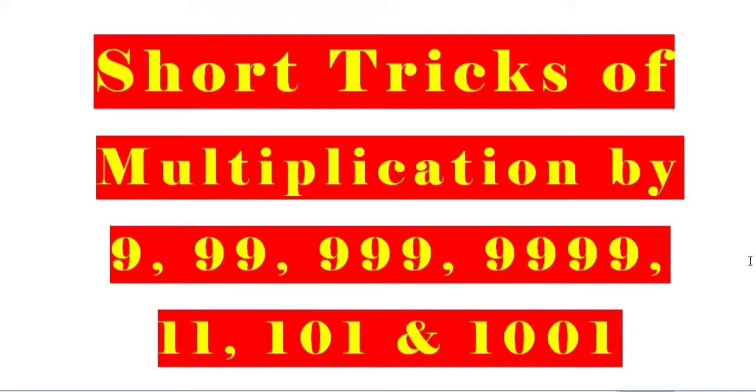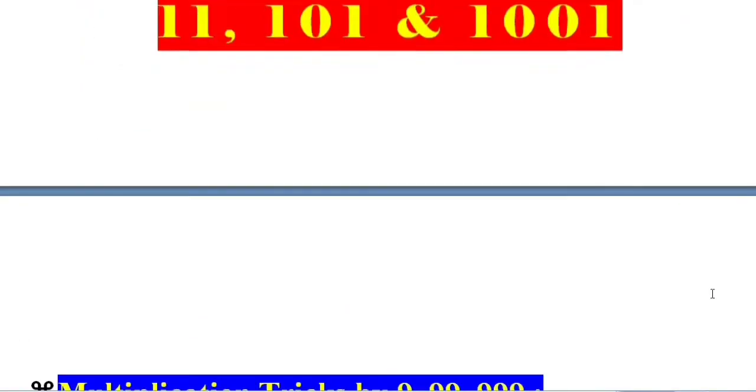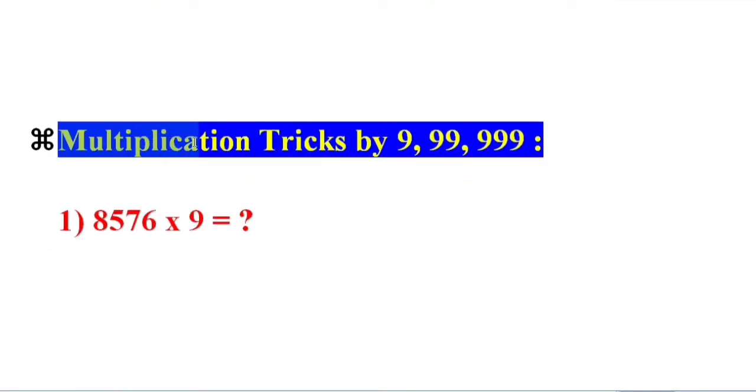Today I am going to discuss some important basic mathematical points, like a shortcut technique of multiplication. Multiplication tricks by 9, 99 and 999. 8576 into 9 equals what? We all know the normal technique of this multiplication, but today we learn and teach a shortcut technique, so that time will also be saved in our competitive exams. Let's start without wasting time.